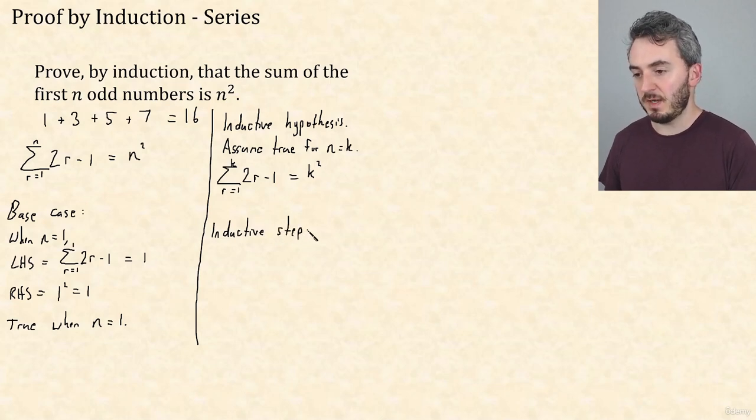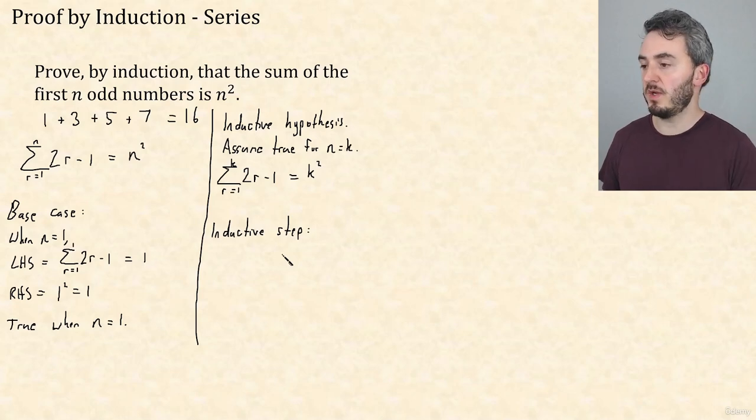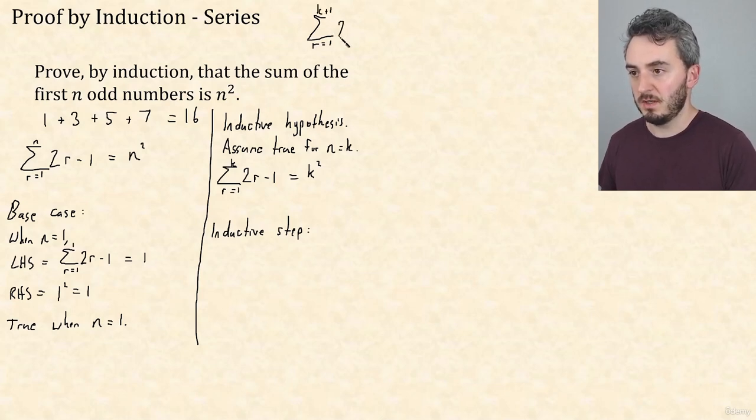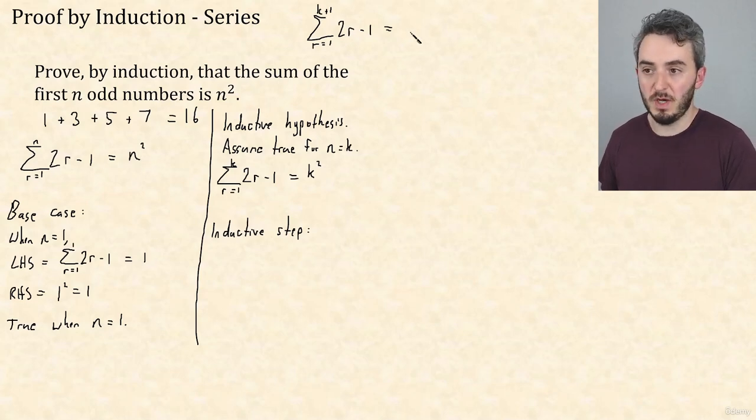And it's useful, now that we've seen this already, to anticipate where we're going with this. We're going to try to show that the sum from r equals 1 up to k plus 1 of 2r minus 1 is just this statement here, but where n is k plus 1, meaning k plus 1 squared. That's what we want to show.